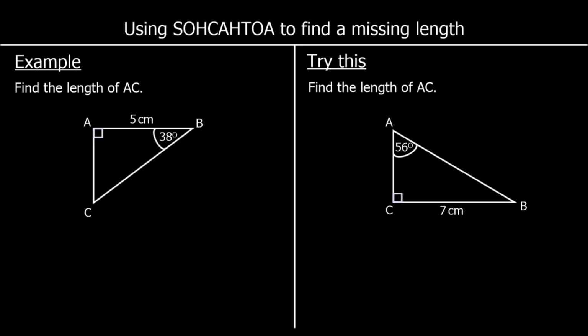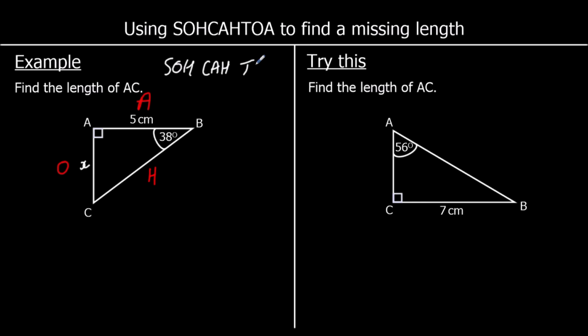And another example, find the length of AC. So that is this one, A to C. Label the triangle first. The longest side is the hypotenuse, opposite the right angle. Opposite the angle we've been given is called the opposite, and in between the angle and the right angle is called the adjacent. So we're using SOHCAHTOA.